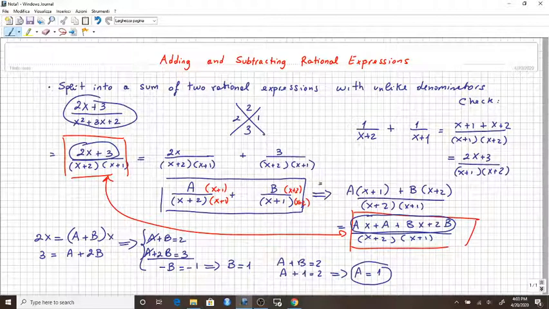So this problem is a little bit more challenging because you need to work backwards from here, but I hope that it makes sense to you, and I hope you consider this a good exercise in terms of understanding what adding and subtracting rational expressions mean.